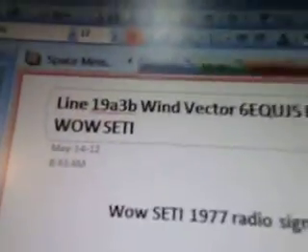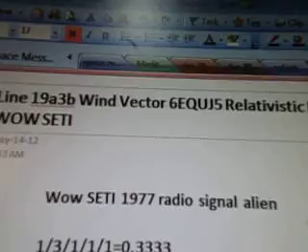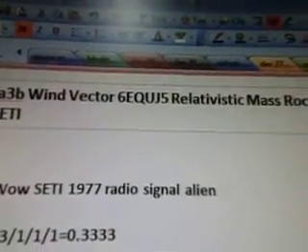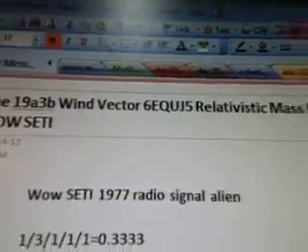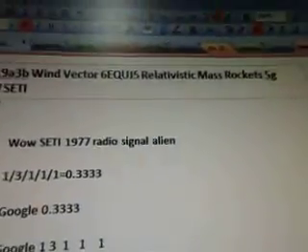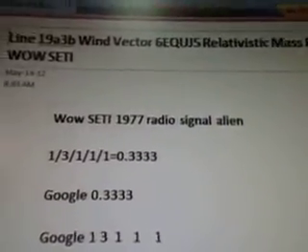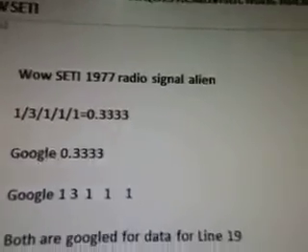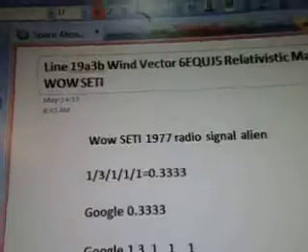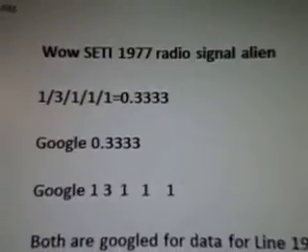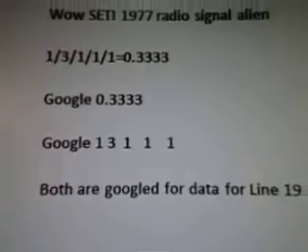Part 224, line 19A3B, wind vector 6EQUJ5, relativistic mass rockets, 5G Wow Seti. Oh, this one looks interesting. So this is going back to the Wow signal. And it's got a 5G Wow Seti, so that means there are some formulas in here for the rockets and UFO stuff that you guys want to make. There's your Wow Seti alien radio signal with the answers.